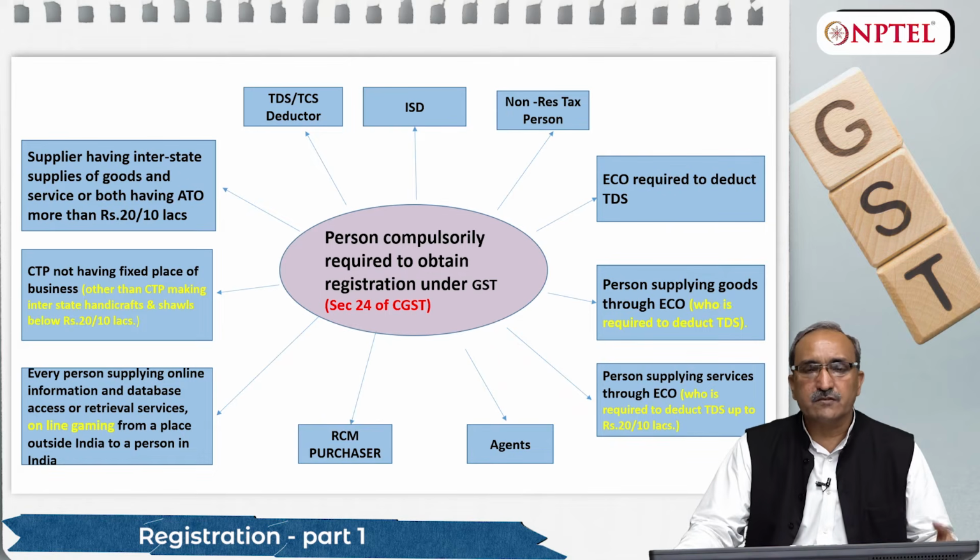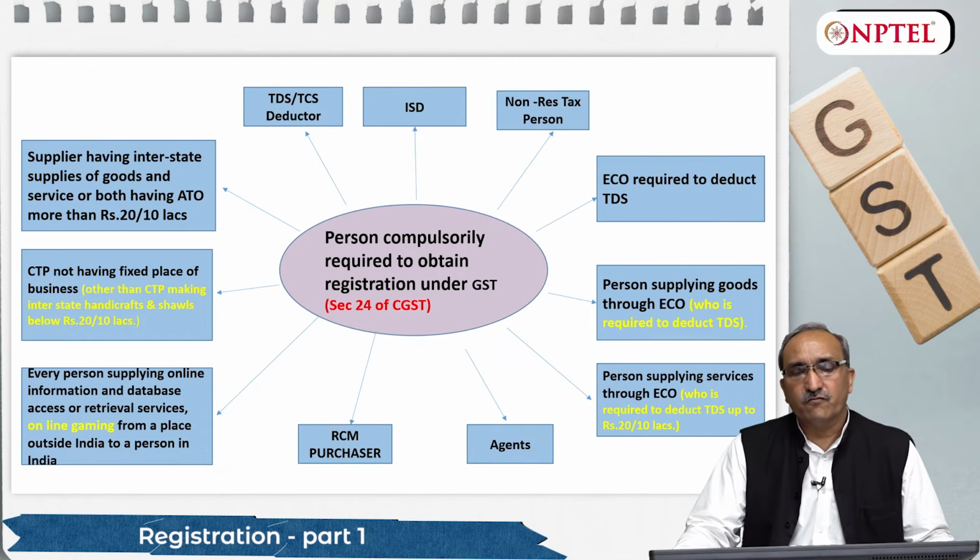So these are some persons for whom it is compulsory to obtain a GST number. Otherwise they cannot transact under GST, and if they do, they will be penalized heavily. It is a violation of law as per GST provisions.